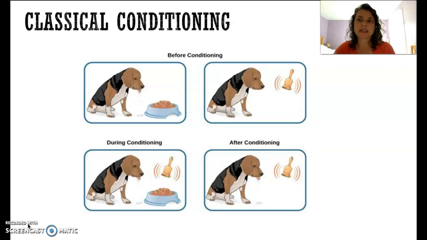Pavlov's experiment went something like this. He decided to try to condition his dogs to salivate at the sound of a bell. So he rang a bell every time he presented the dogs with food. After repeated exposures, the dogs would salivate at the sound of a bell, even when food was not presented.